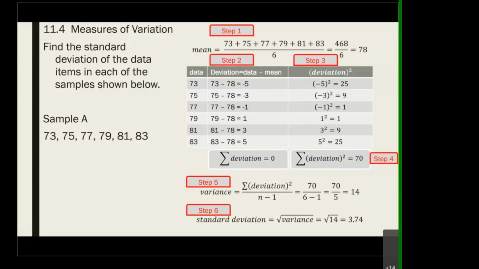How far is each of your data from the mean? What is the average difference among all of the data from the mean? That's your standard deviation, the 6th step. I know it's tedious, but by no means is it hard.